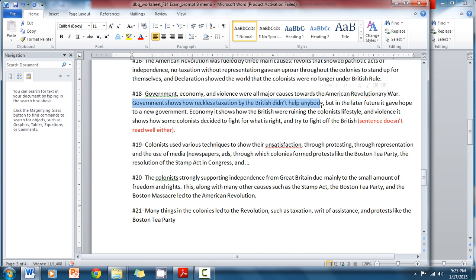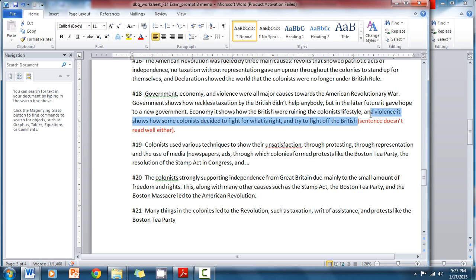So maybe you're trying to talk about reckless taxation or oppressive taxation, but in the later future it gave hope to a new government. Economy, it shows that this is not reading well at all. I can't follow what you're saying. Economy, it shows how the British were ruining the colonist lifestyle. Maybe you should talk about depleting economy. You have to give a little more descriptives as to what you are critiquing about the economy. But just to say the economy for the sake of the economy, you're not conveying your point to your reader.